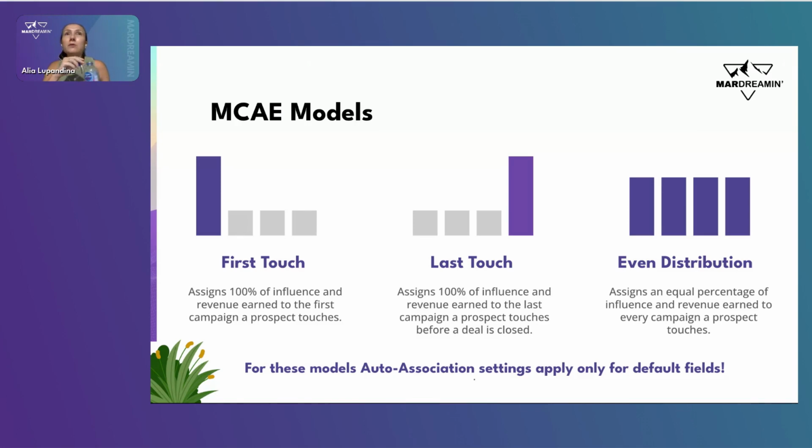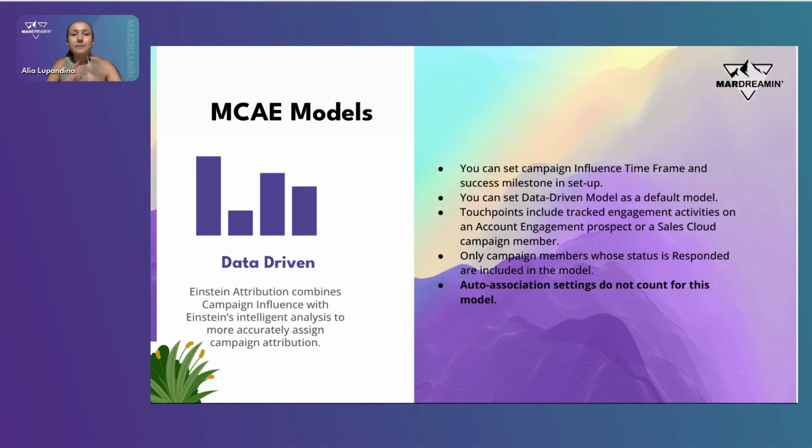And here, important, for these models, auto-association settings apply only for default fields. So if you want to exclude some custom fields from attributing to those campaigns, you have, for example, a field on a campaign object, and it's a custom field, and you would like to exclude those campaigns from the attribution, you won't be able to do it through auto-association settings. So let's move forward.